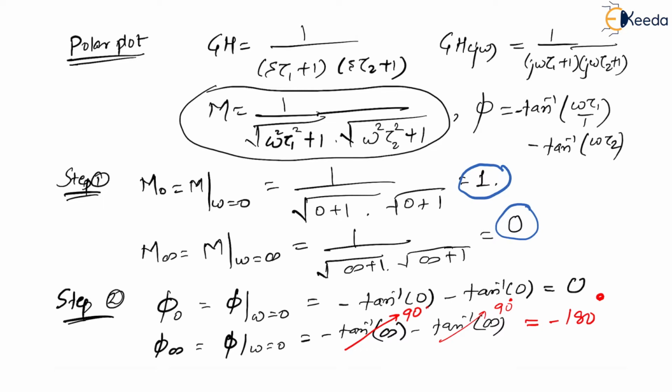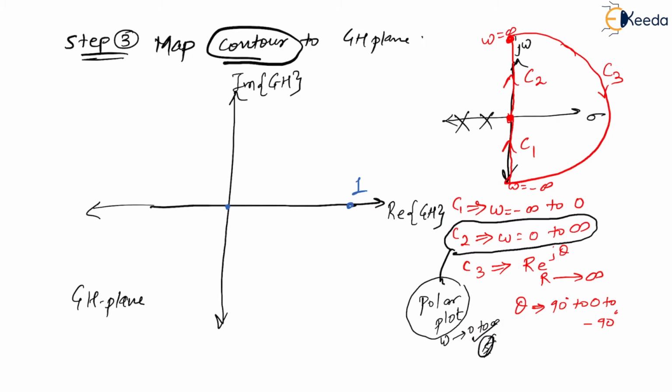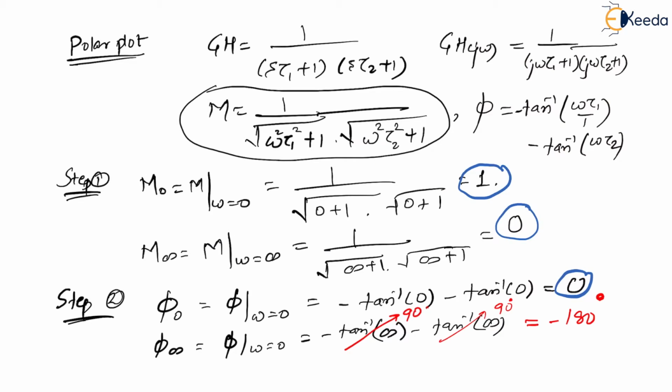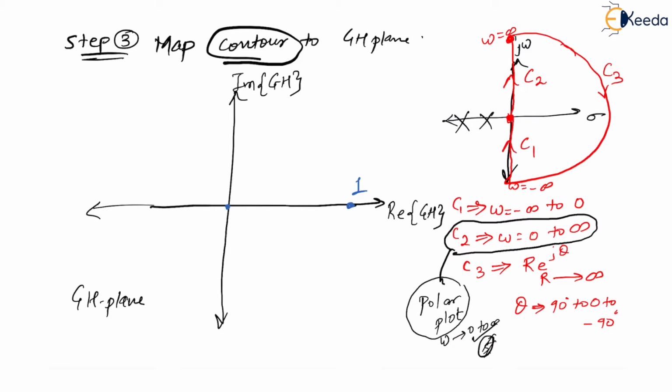Now the angle at omega equal to 0 is 0, right? That is the reason it is here at 1. Now the angle at omega equal to infinity is what? Minus 180 degrees, which means here itself, right? Now it has to either go in this way or in this way.